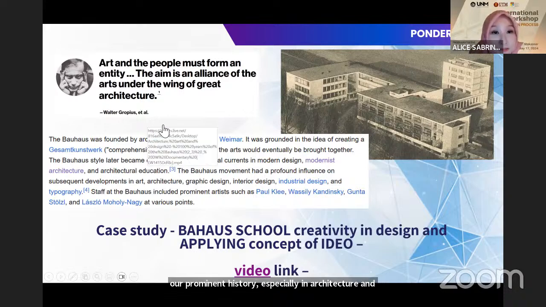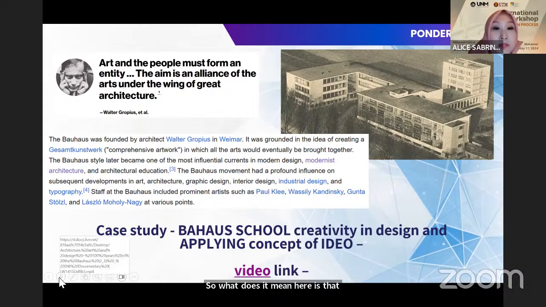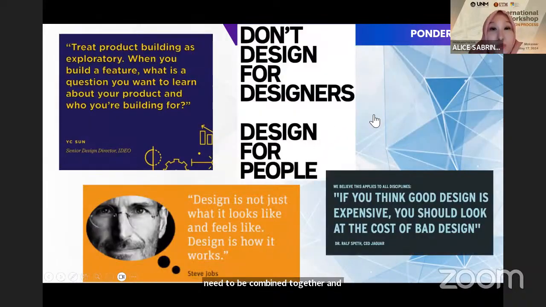And before I end the video, I would like to share a quote by Walter Gropius: "Art and the people must form an entity. The aim is an alliance of the arts under the wing of a great architecture." So what it means here is that art and the people need to be combined together, and design is the soul for everything. Steve Jobs, you know who Steve Jobs is? The famous Apple people talking about iPhone, right?